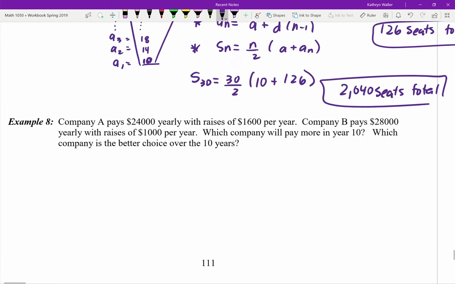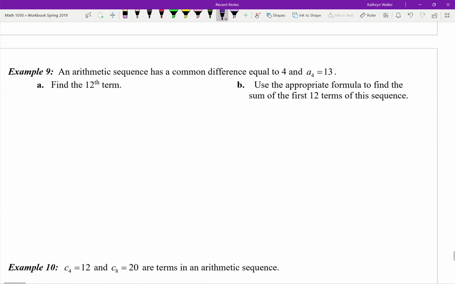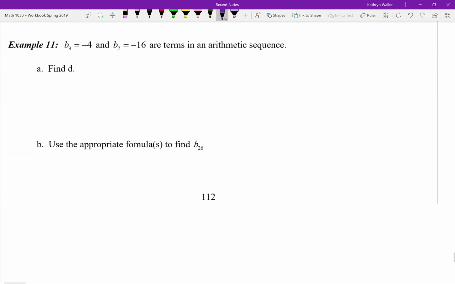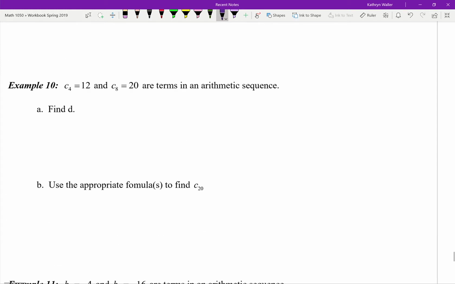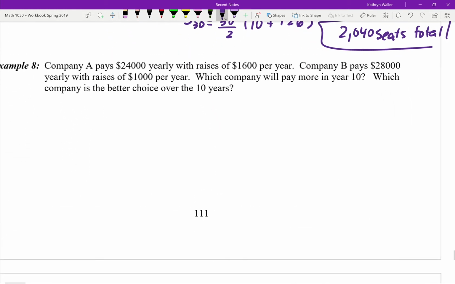Okay, question 8. Company A pays $24,000 with raises of $1,600 a year. Company B pays $28,000 with raises of $1,000 per year. Which company pays more in year 10? Which company is the better choice over 10 years? I want you to cross out "is the better choice."